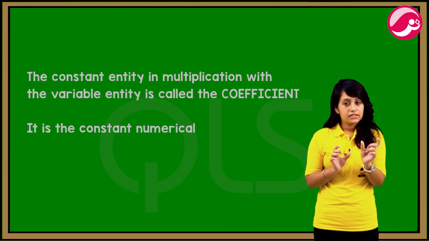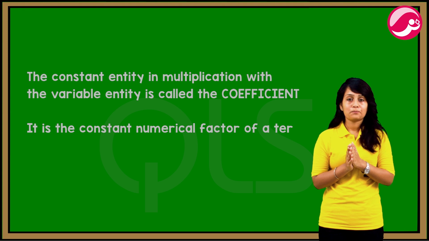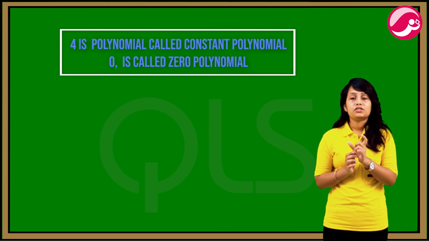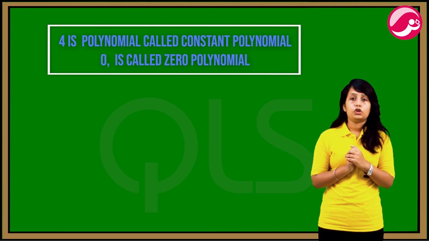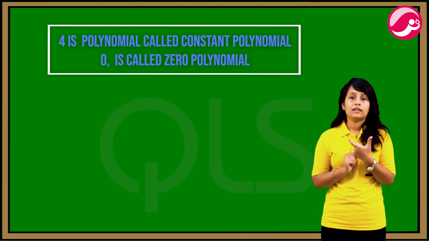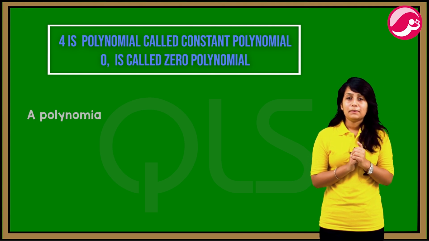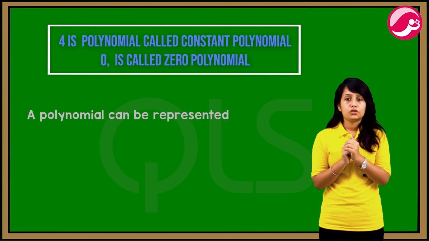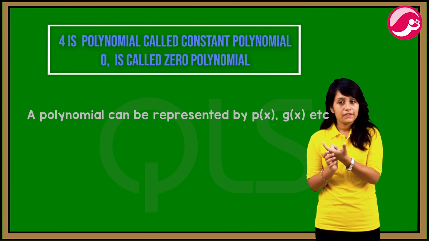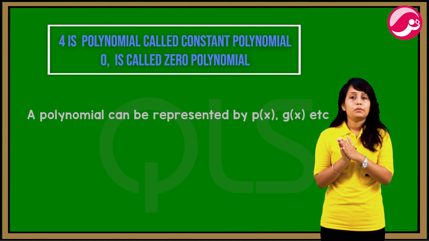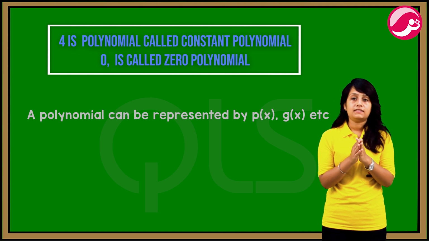It is the constant numerical factor of a term. Any integer, for example 4, is also a polynomial called a constant polynomial, and the number 0 is called the zero polynomial. A polynomial can be represented by p of x, g of x, etc., where x is the variable. We may use any other alphabet in place of x, like a, b, c, l, m, n, etc.